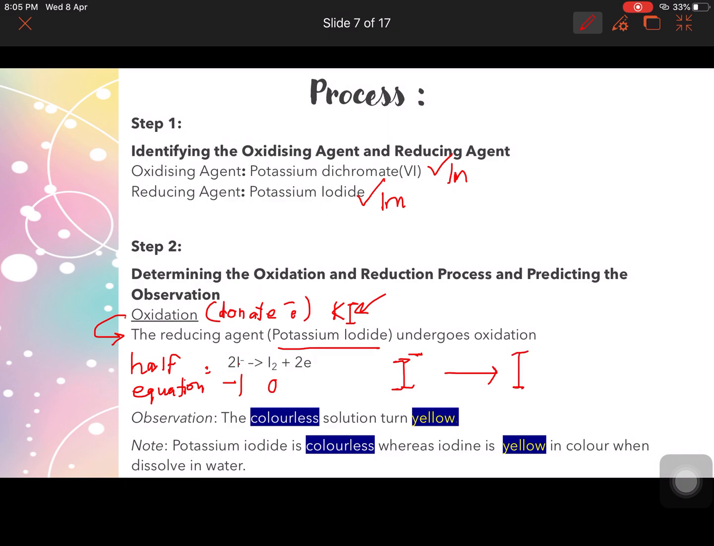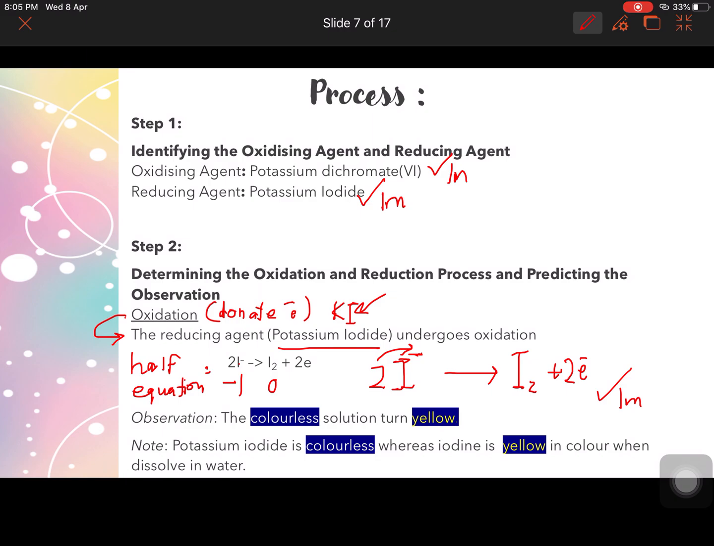Neutral is I2, because iodine cannot stand alone, so it combines with itself to form a molecule. Donating electrons means you add electrons after the arrow. Balance the equation: you have I2 after the arrow, so put 2 in front of I minus before the arrow. Then this is 2 electrons, so add 2 electrons after the arrow. So you have mark number 3, the process of oxidation.